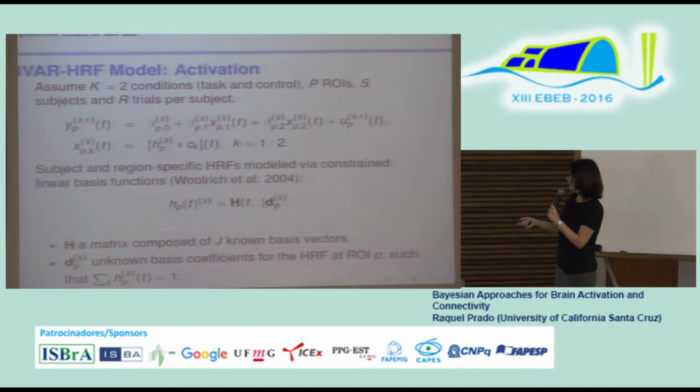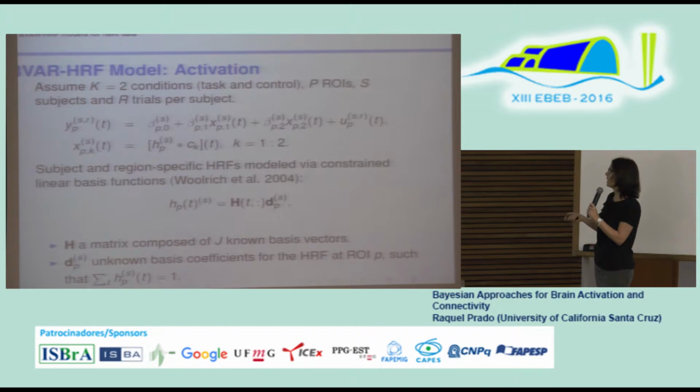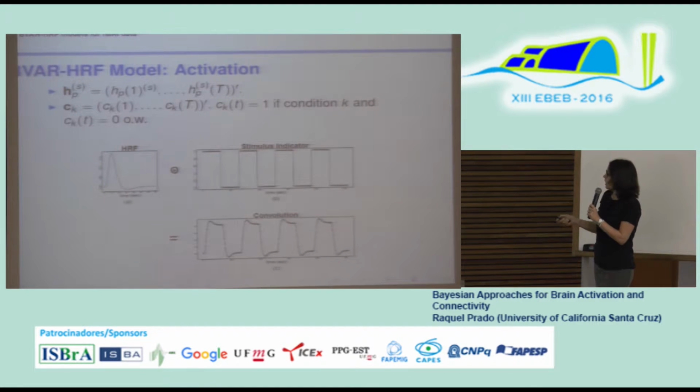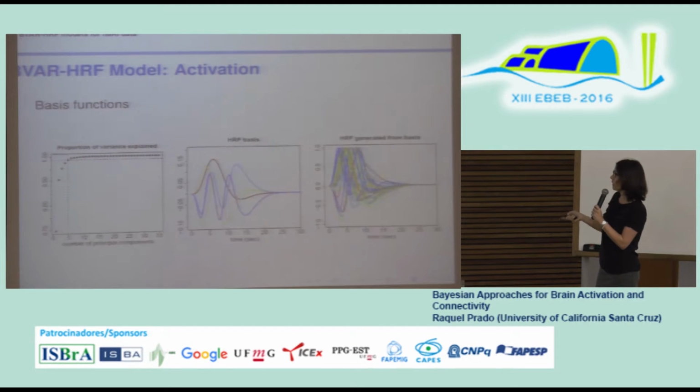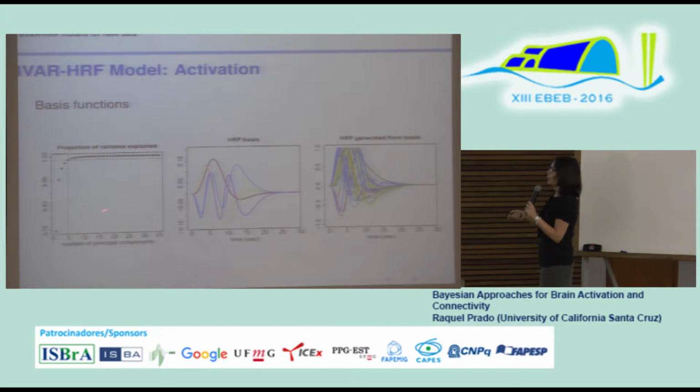Here, the matrix H is just some basis vectors, and there are some that people use a lot in modeling these kinds of signals. So again, what you're doing is there is uncertainty. This is something that you want to discover for each region and each subject. You convolve that with the stimulus indicator, and then you put that into your regression model. In terms of the basis functions, you can look at the details in the paper, but essentially they are rich enough that with a small number of bases, you're going to get most of the variability observed in the data.